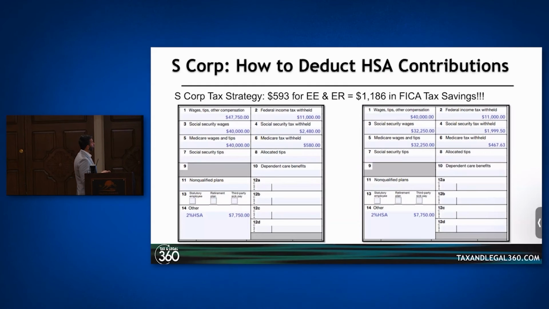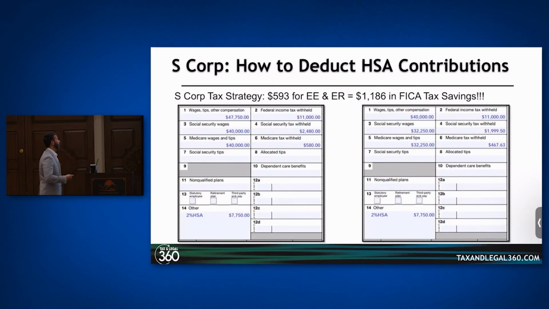If you add it to your reasonable comp, well, now guess what? Your reasonable comp is $47,750. Does it need to be? We already determined that $40,000 was your reasonable compensation. So what does this equate to in tax savings? This is another almost $1,200, right? Almost $600 for the employee and $600 for the employer. Is this making sense? You understand why this is a benefit?